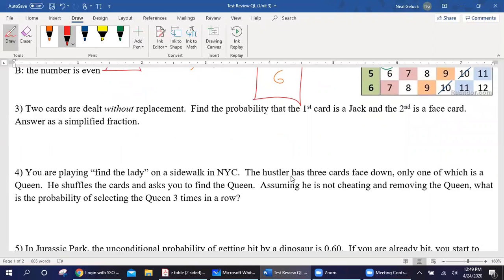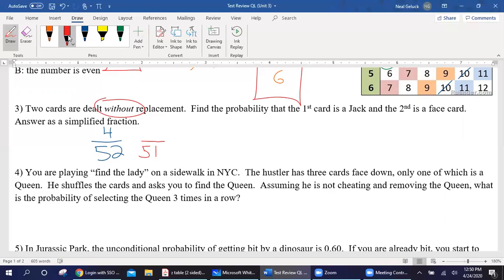For number 3, 2 cards are dealt without replacement. Find the probability that the first is a jack. Okay, so there are 52 cards. 4 of those are jacks. Now, without replacement means that assume that I took a jack out of the deck. That means for the second card pick, I only have 51 cards left because I took one out. Because again, this said without replacement.